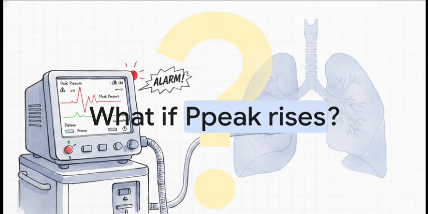Imagine standing at the bedside. Suddenly, the ventilator starts alarming. You check the screen, and the peak pressure has spiked dramatically. But you check the plateau pressure, and it's completely normal. What if peak rises completely on its own? What is that telling you about your patient?